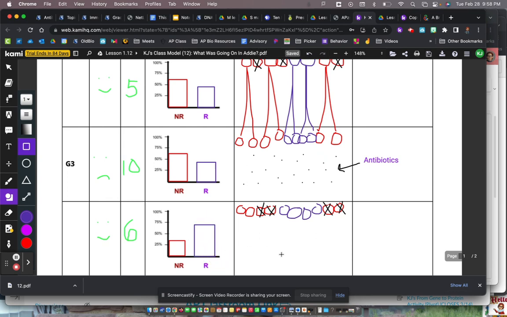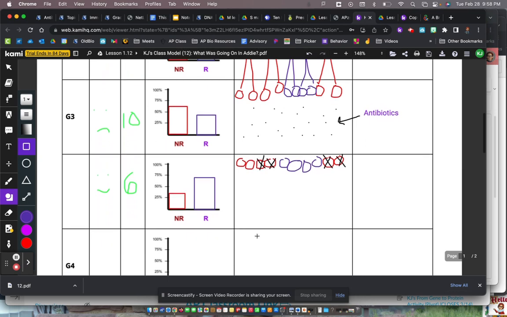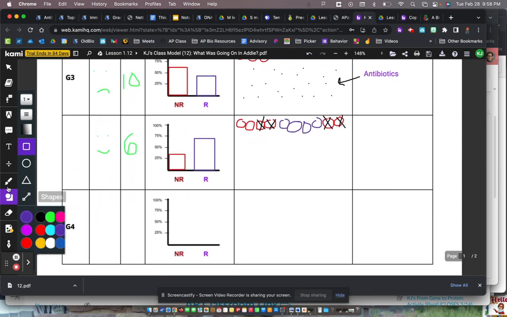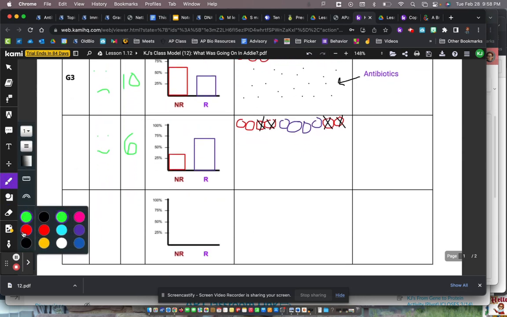Everyone, I want to make sure you understand that the resistant are starting to take over because we're using the antibiotics. We're killing off the weak bacteria, they're dying. And so that allows the resistant ones to reproduce. Okay, and speaking of reproduction, that's what we're going to draw. We're going to go through this a couple more times and then we'll be done.